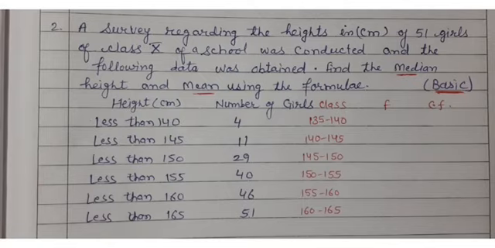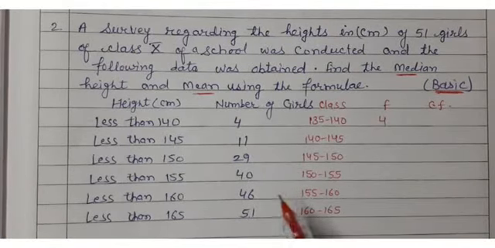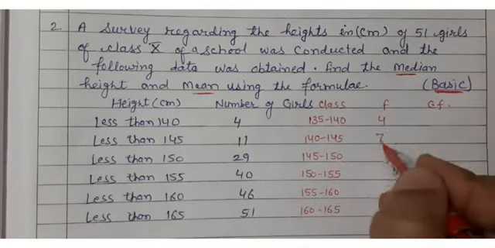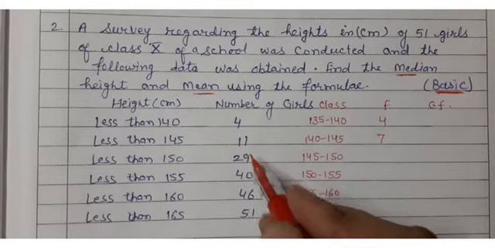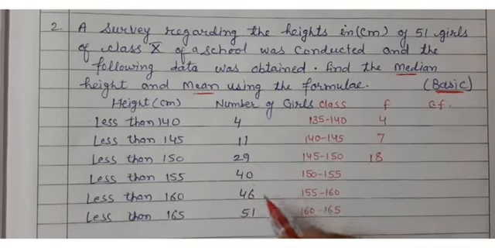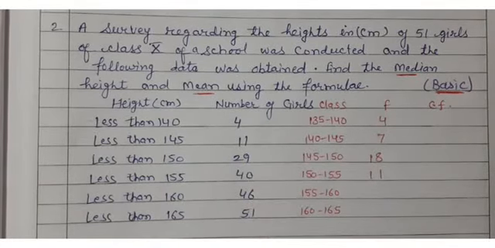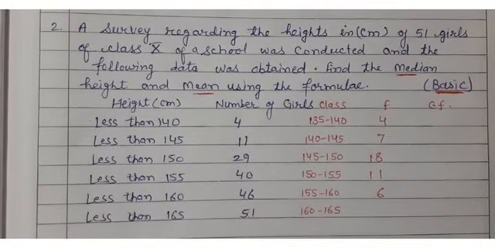Then what about the frequencies? The first frequency you take as it is, 4. Then 11 minus 4 will be 7. For less than, you simply have to subtract. 21 minus 11 will become 18. 40 minus 29 will be 11. 46 minus 40 is 6. And 51 minus 46 is 5.